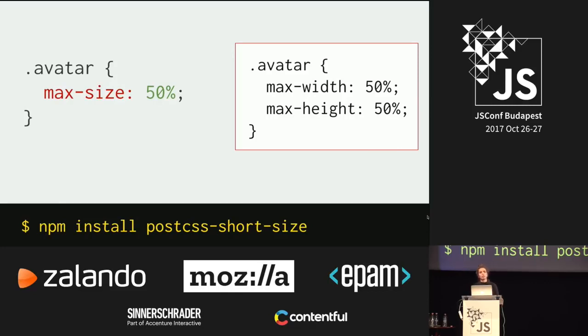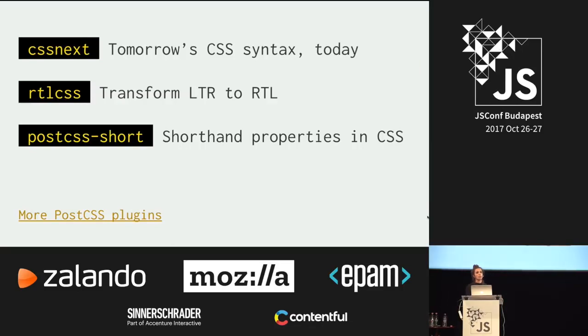There are a lot of really good PostCSS plugins, like cssnext, which allows us to write CSS4. It's like Babel for JavaScript. You have RTLCSS that transforms left-to-right direction to right-to-left, and you have PostCSS Short. PostCSS Short is a group of small plugins, like postcss-short-size, that allow us to have shorthand properties in CSS. And you can check many more plugins.